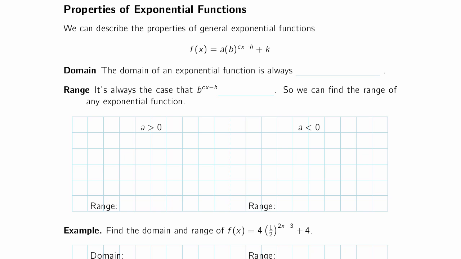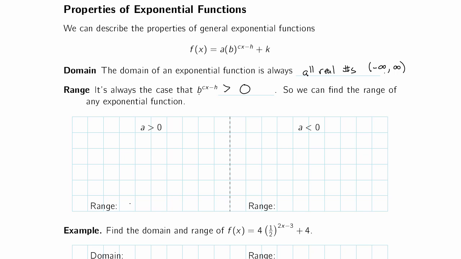Okay, so let's talk about the basic properties of exponential functions. The domain of an exponential function is always all real numbers, which again, if you really like interval notation, you can write negative infinity to infinity. To find the range, we use the fact that any power of a positive number is always another positive number. So when we take a power of our base, we always get something that's greater than 0.